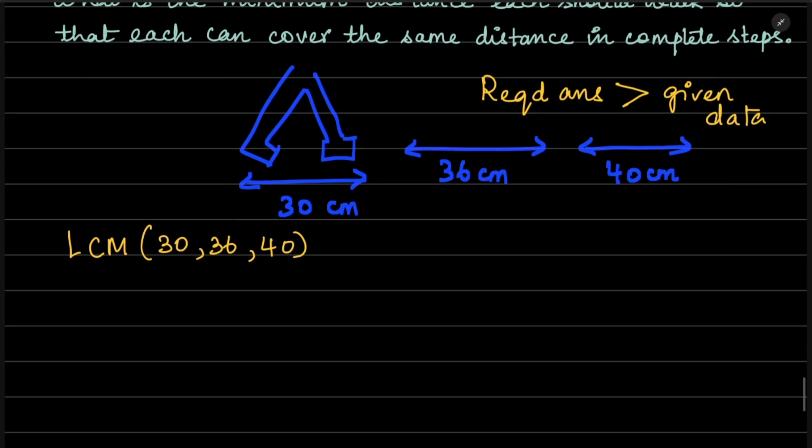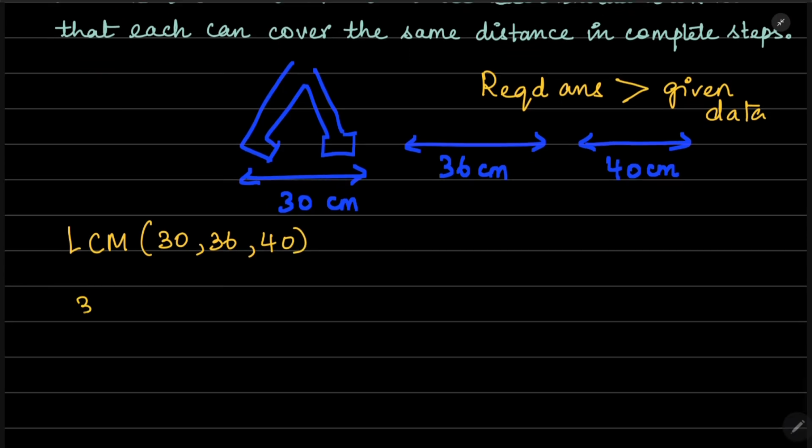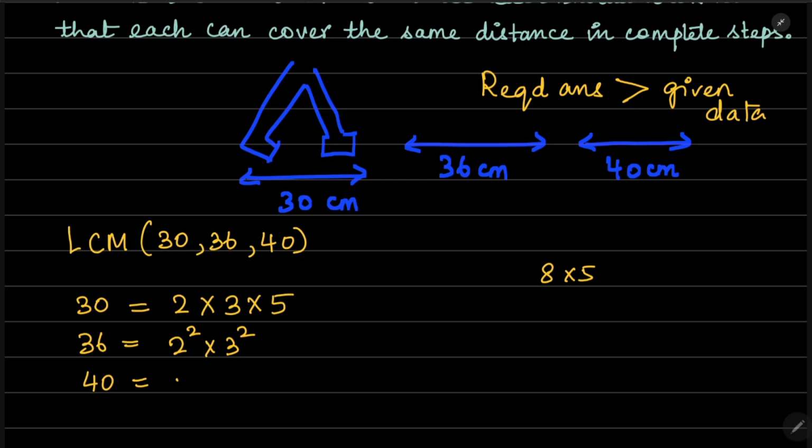Let's do the prime factorization. For 30, 6 5s are 30, so I'm going to write 2 into 3, which is 6, into 5. 36 I can write as 4 9s are 36, so 2 square multiplied by 3 square. And 40 I can write as 8 into 5, so 2 cube multiplied by 5. This is the prime factorization of the three numbers.